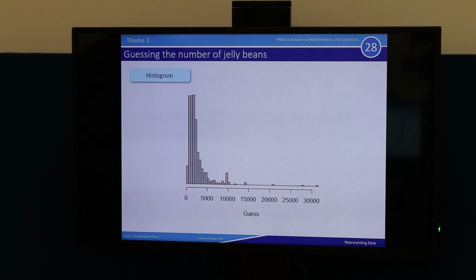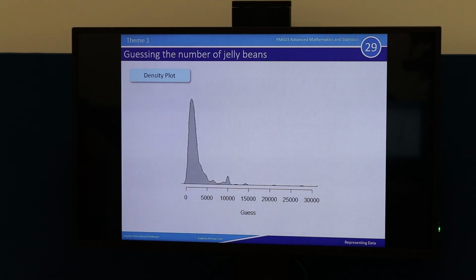Anyway, some more plots which you could draw. So here is another plot. Effectively, you take a histogram and you just smooth it out. We call this a density plot. It's pretty much the same thing as a histogram. It's just smoothing it out a little bit, and again, it's just to get the feel and the shape of the data a little bit more clearly.